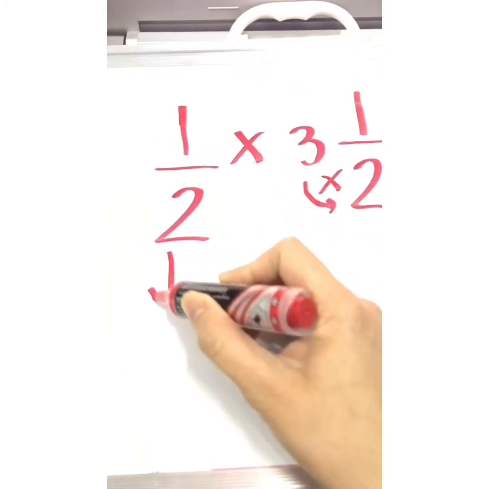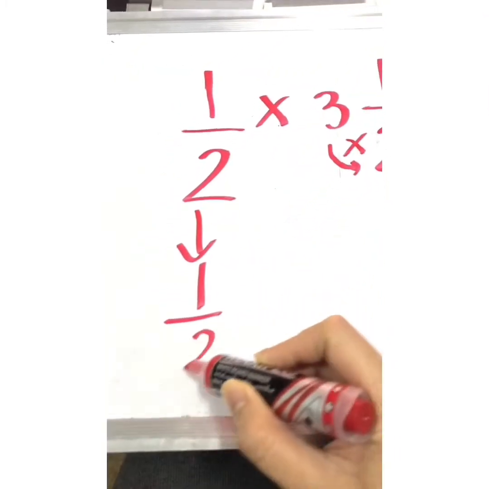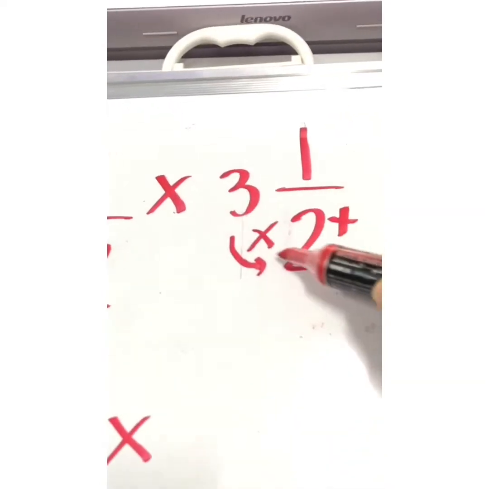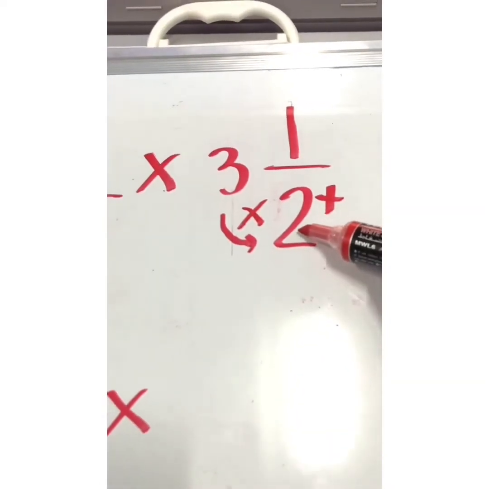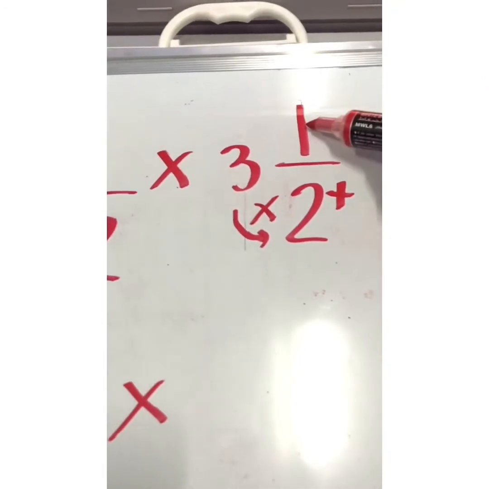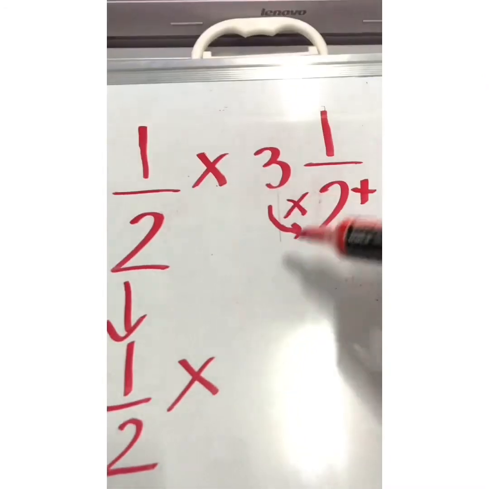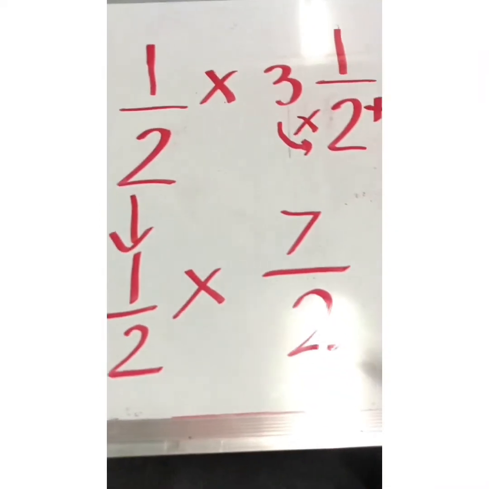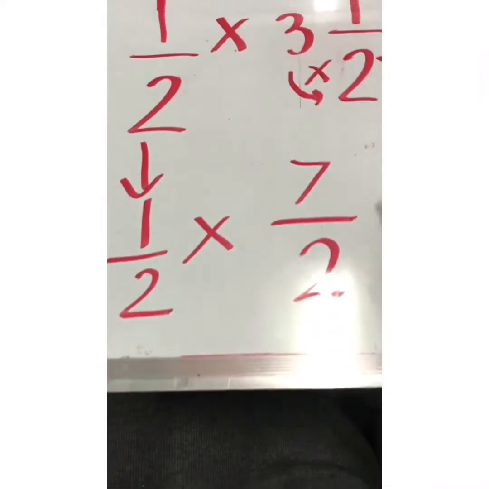So 1/2 will still be 1/2, just copy. For the mixed number, we multiply 3 times 2, 6, then plus 1, 7. So we'll put here 7/2, because we just copy the denominator.